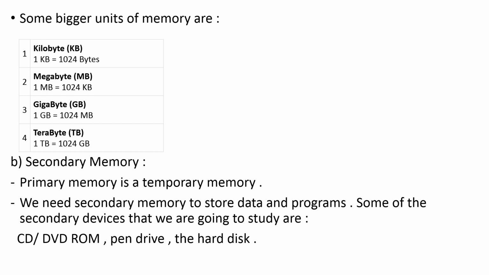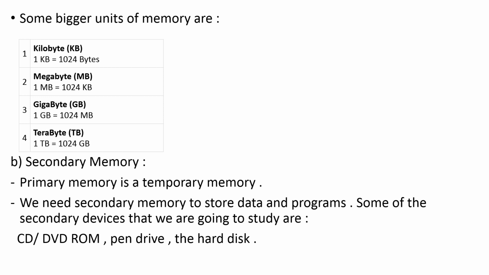Then next is terabyte. The highest unit is terabyte. 1 TB is equal to 1024 gigabytes. Just also remember these bigger units of memory.